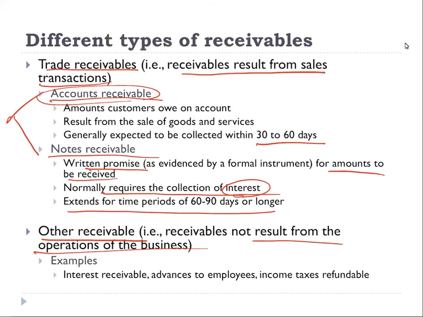And examples of other receivables are interest receivable, advances to employees, and income tax refundable. Those are receivables, but they have little relationship with the major sales transaction of the firm or the line of business of the firm.